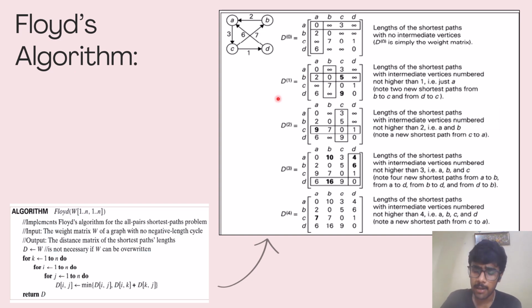Now, after calculating D of 1, in the same way calculate D of 2, D of 3, D of 4, and D of 4 provides the shortest distance from A to all other nodes. Suppose you take D of 4: the shortest distance between A and A is 0, between A and B is 10, between A and C is 3, and between A and D is 4. Like that, B and A is 2, B and B is 0, and so on.